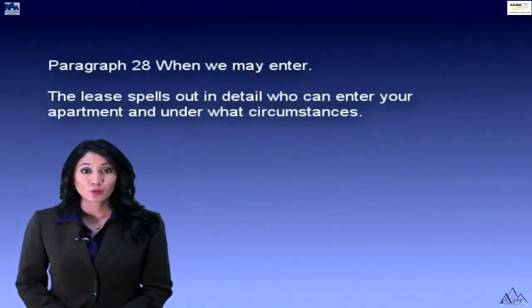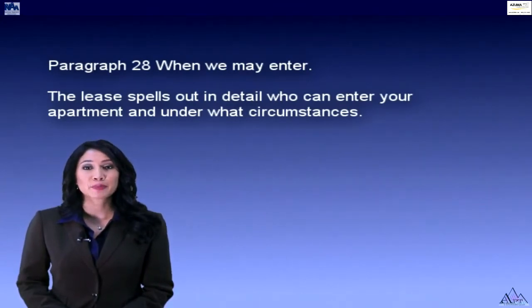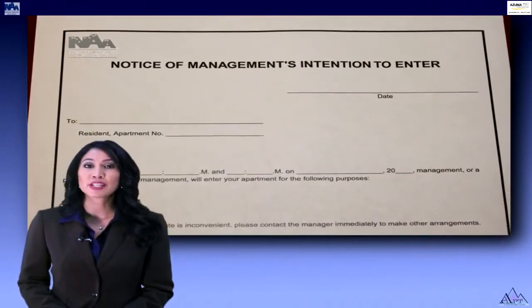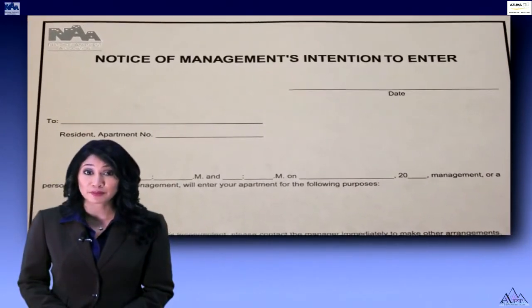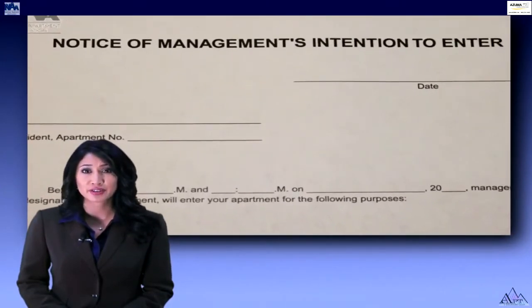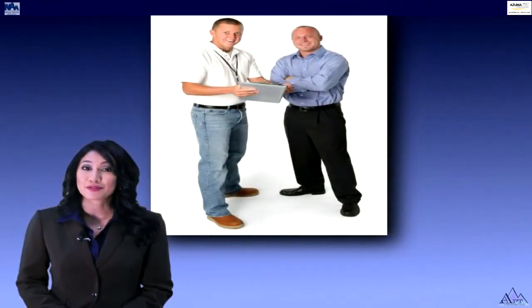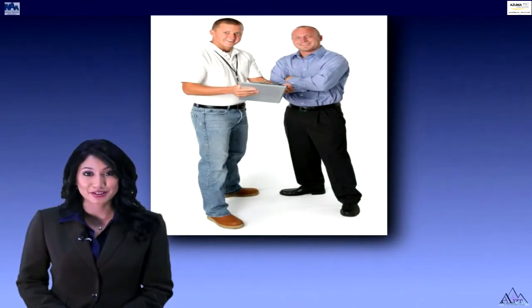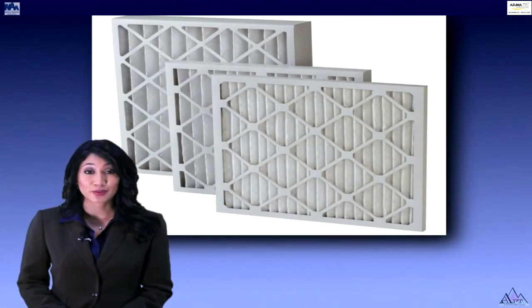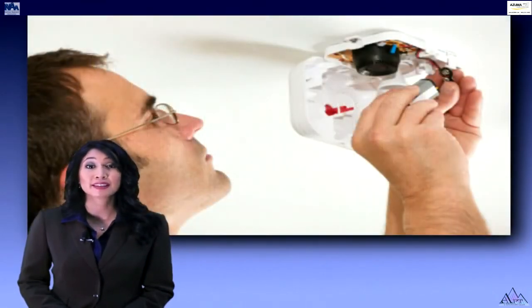Paragraph 28, when we may enter. The lease spells out in detail who can enter your apartment and under what circumstances. If nobody is home, written notice that someone has been in your apartment must be left in a conspicuous place immediately after the entry. And the entry must be for one of the reasons specified in this paragraph. The property owner does not need to notify you in advance when entering your apartment for one of the allowed reasons outlined in the lease.